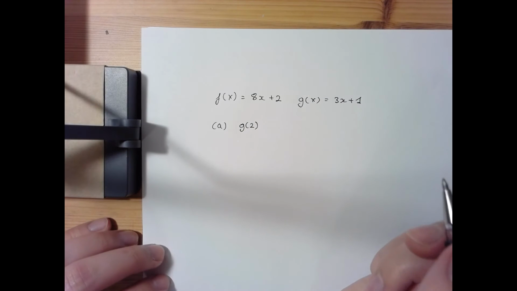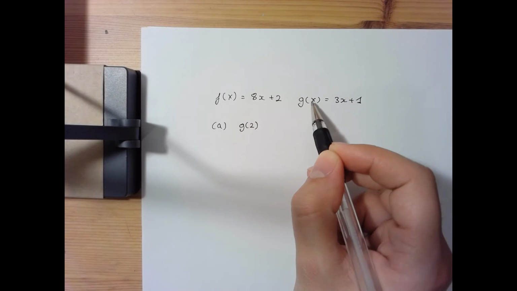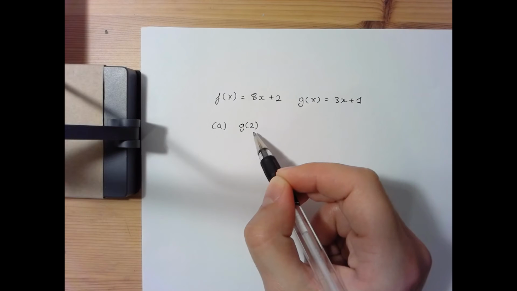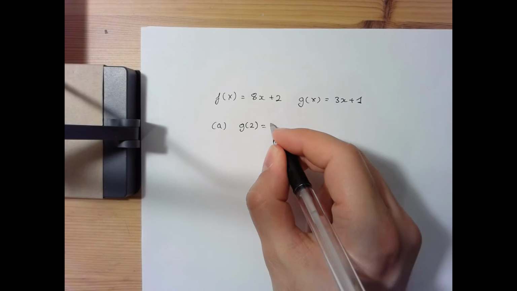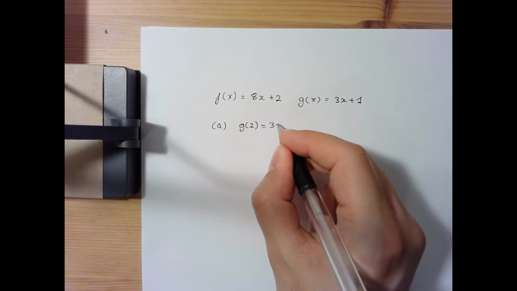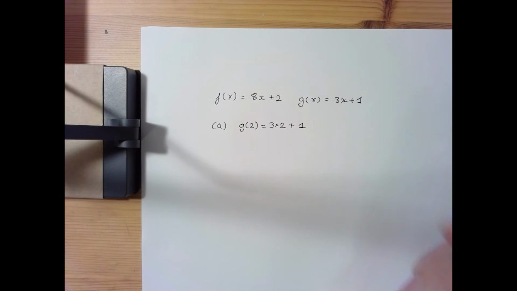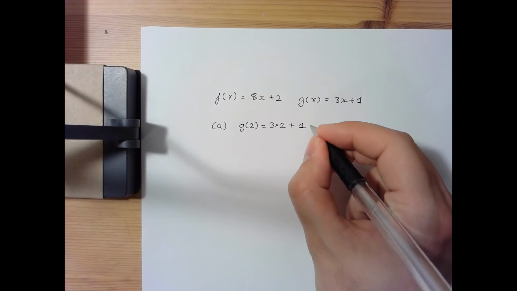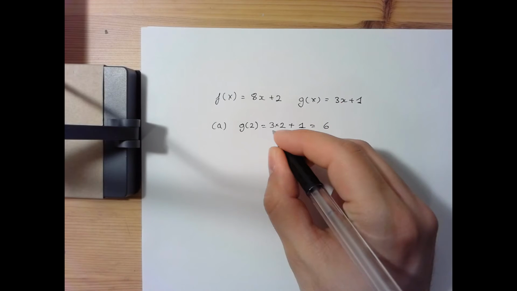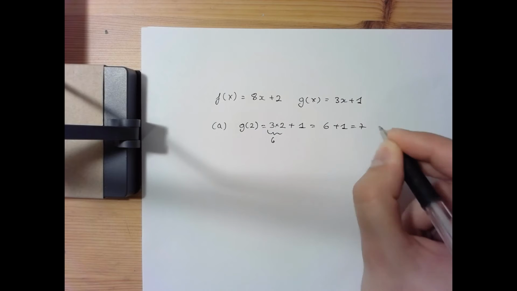So what does this mean? g of 2 just means that we replace this x here with a 2, right? So instead of writing x, we write 2. So we get 3 times 2 plus 1. And if we evaluate this, we get 6 here plus 1 giving us 7.